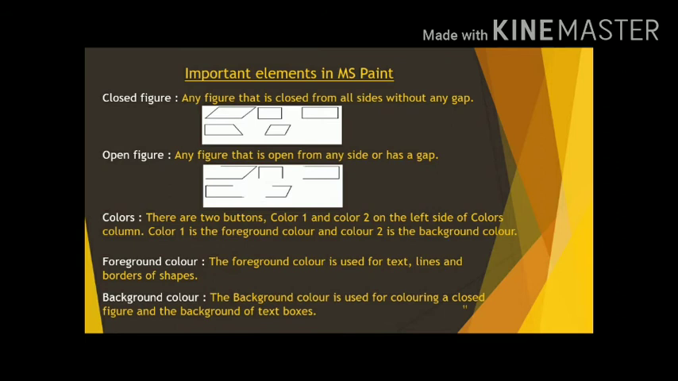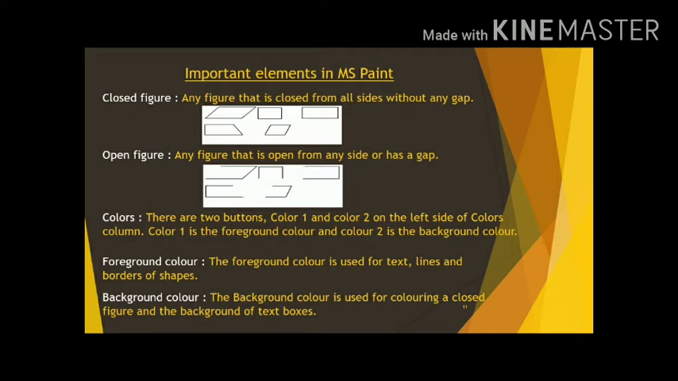Important elements in MS Paint. Closed figure: any figure that is closed from all sides without any gap. Open figure: any figure that is open from any side or has a gap. Examples are shown here.